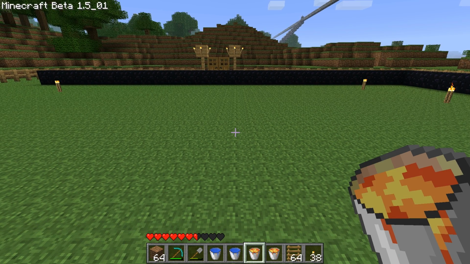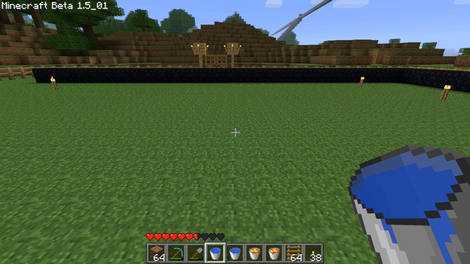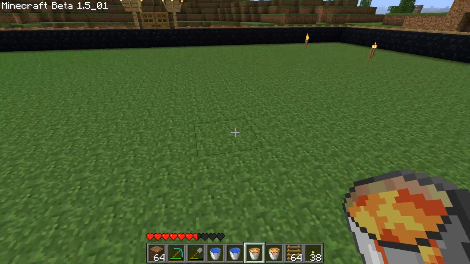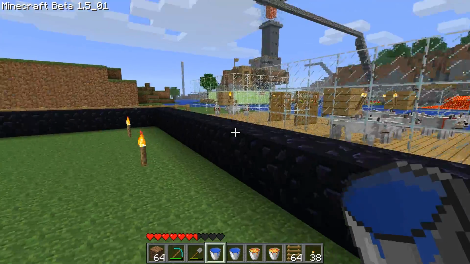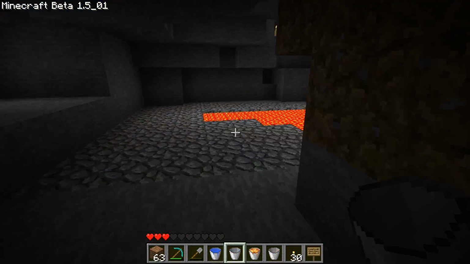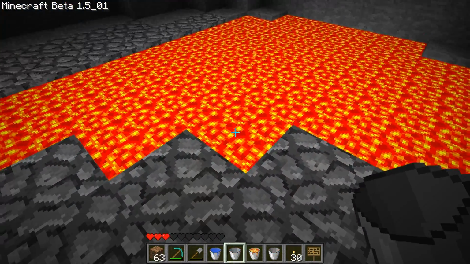But basically, there are two liquids in Minecraft. There's water, which is blue, and lava, which is red and yellow. And they can be found in the world naturally. Water can be found all over the ocean, whereas lava has to be found in caves, as you can see here.